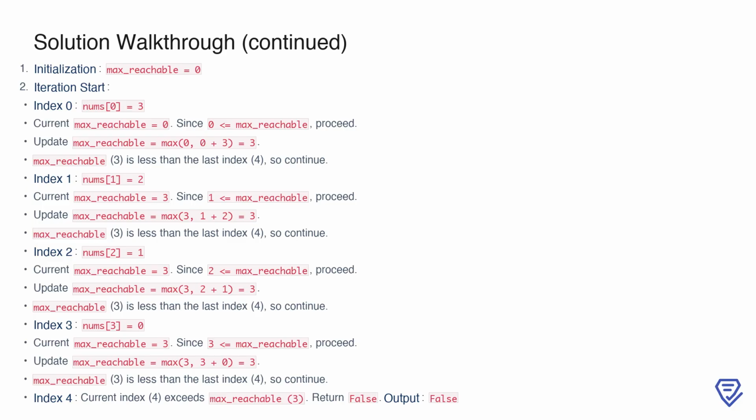Moving to index 2, nums[2] is 1. Again, this index is within the max_reachable range, so we update max_reachable to the maximum of 3 and 2 plus 1, which is still 3. At index 3, nums[3] is 0. We proceed as the index is within max_reachable and update max_reachable to the maximum of 3 and 3 plus 0, which stays 3. Finally, at index 4, the current index exceeds max_reachable, which means we cannot reach the end of the array. Therefore, we return false.